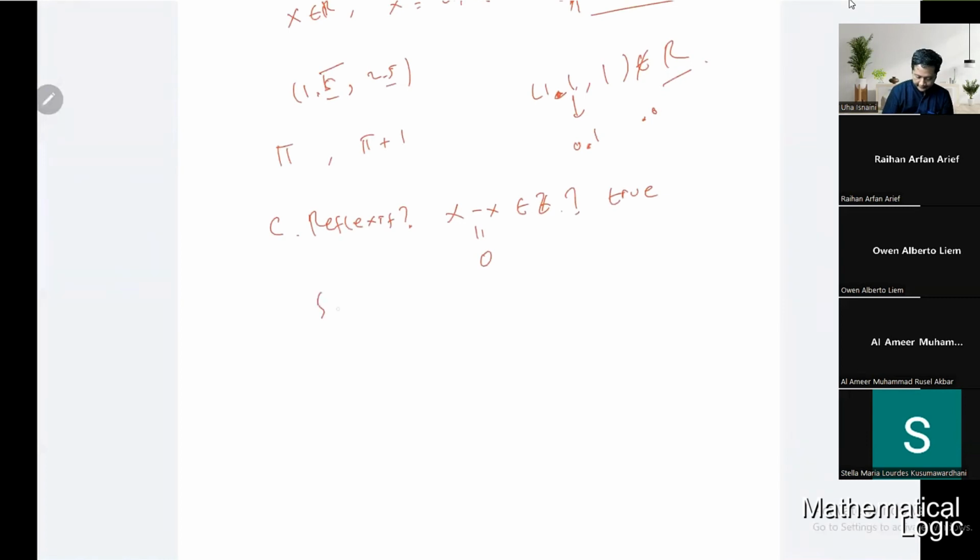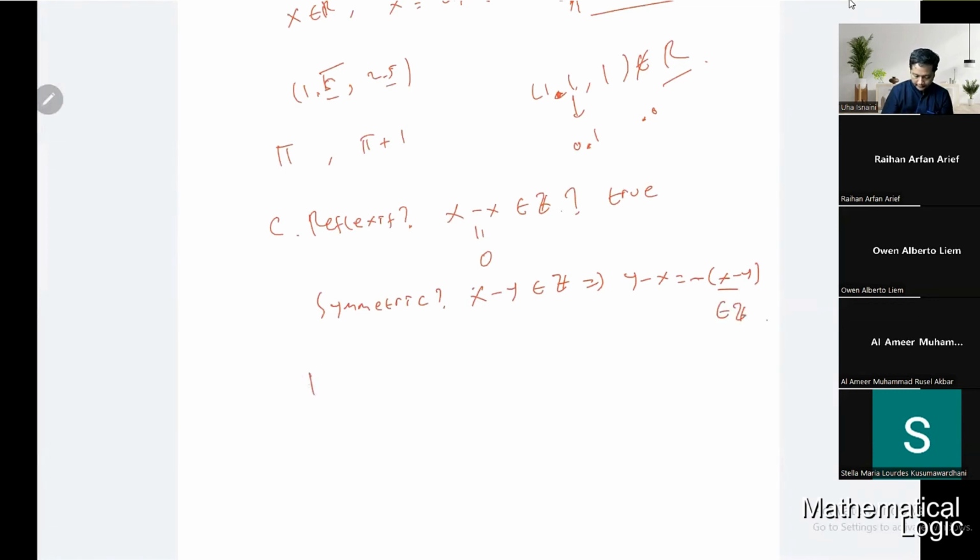And then next, symmetric. Is it correct? Yeah, of course, because when x minus y is in Z, then y minus x is the negative of that, and the negative of an integer will be an integer also, right?